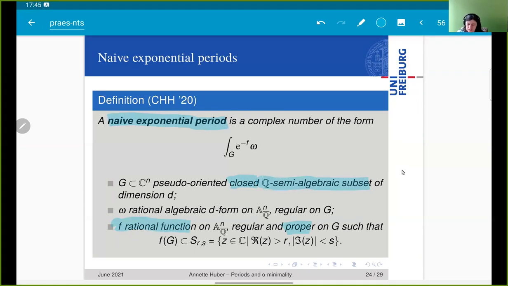And one more condition: if you apply this algebraic function f to G, then the image is contained in a strip. So this is the complex plane, and f of G is contained in a strip like this. So the real part is bounded below and the imaginary part is bounded. And if you have these conditions, then for e to the minus f, the real part will go to infinity and you'll get exponential decay. So this condition makes sure that you get absolute convergence, so this is a well-defined number. So these are the naive exponential periods, and we get the same kind of comparison result.